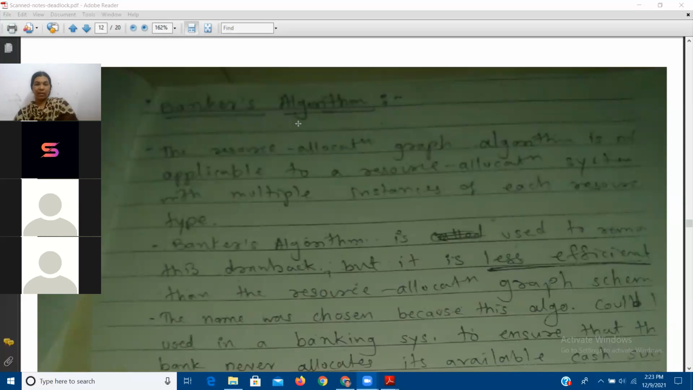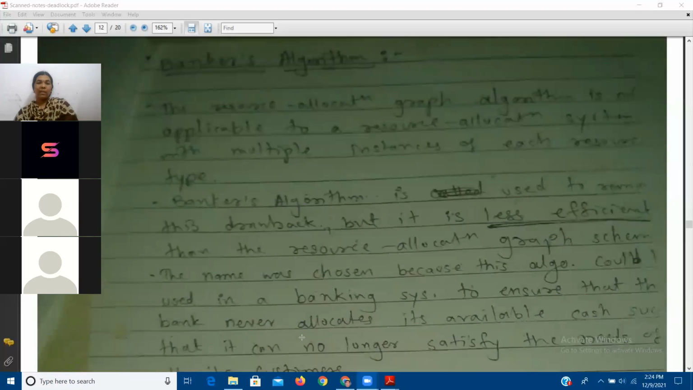That is only one printer, right? So if there are multiple instances, in that case we need to apply the second algorithm, that is the banker's algorithm. The resource allocation graph algorithm is not applicable to a resource allocation system with multiple instances of each resource type. So that's why we are going ahead to the banker's algorithm.